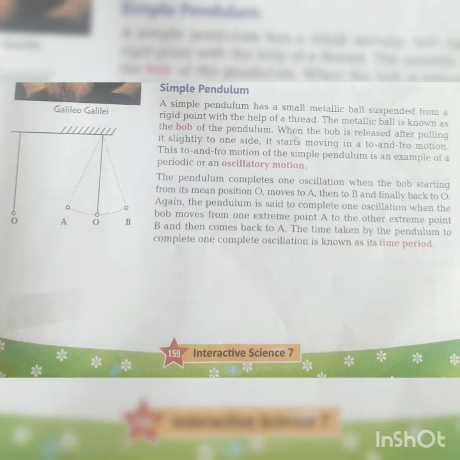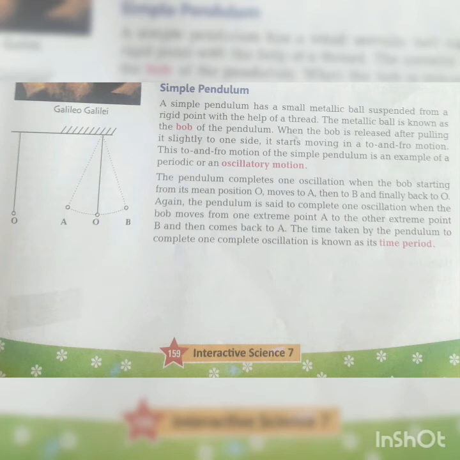The pendulum completes one oscillation when the bob starting from its mean position O moves to A, then to B, and finally comes back to O. Now from the figure you can see this. One oscillation is completed when the bob returns to its original position from where it started.